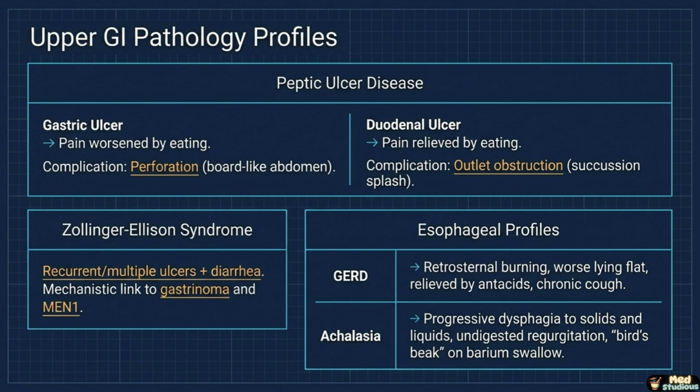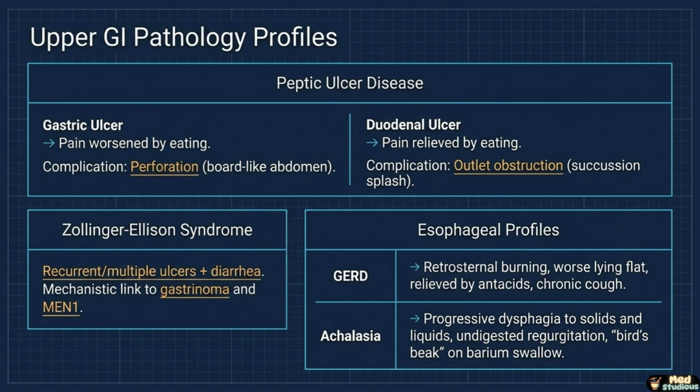Duodenal ulcers, through repeated scarring, can progressively narrow the gastric outlet, producing a succussion splash and early satiety from retained gastric contents. Zollinger-Ellison syndrome should enter your differential whenever ulcers are recurrent, multiple, or accompanied by diarrhea.